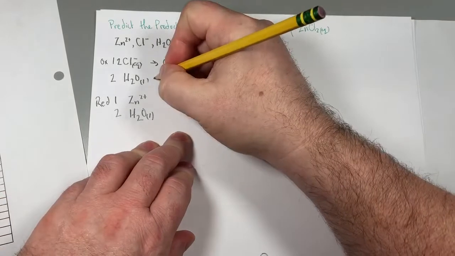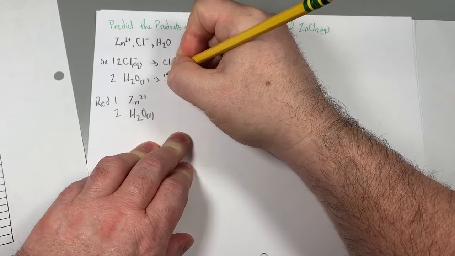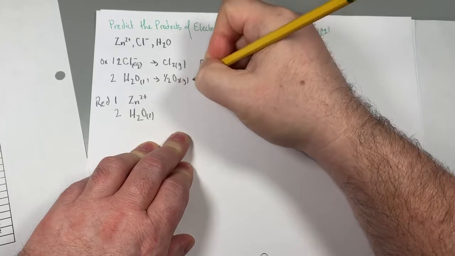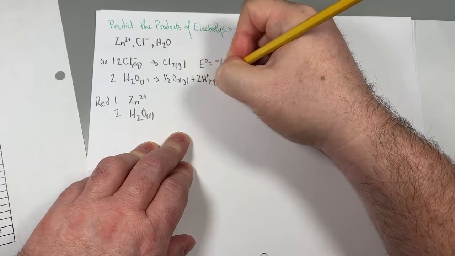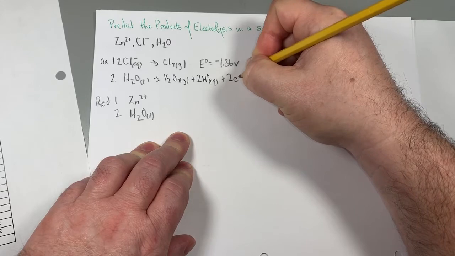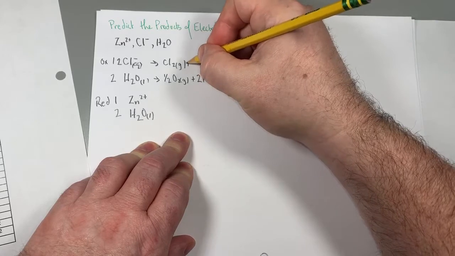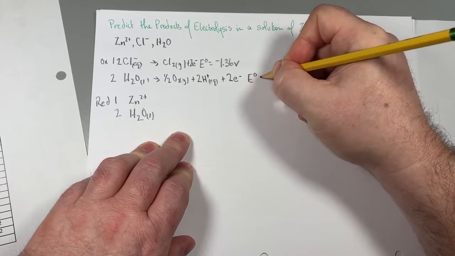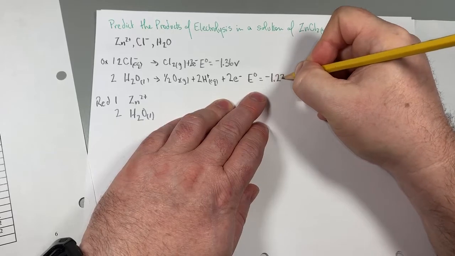H2O produces a half of an O2, 2 hydrogen ions, and 2 electrons. I think we're missing some electrons from the oxidation of chlorine. There were 2 electrons here as well. So E0 here, again, is the reverse of 1.23, so negative 1.23 volts.